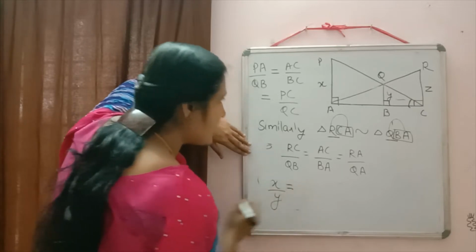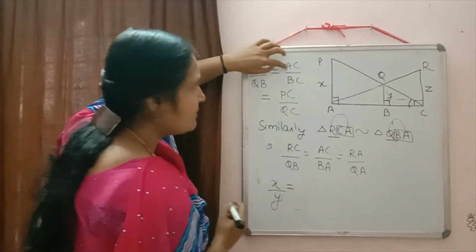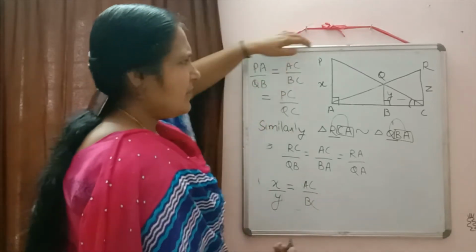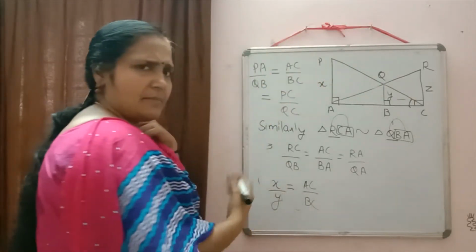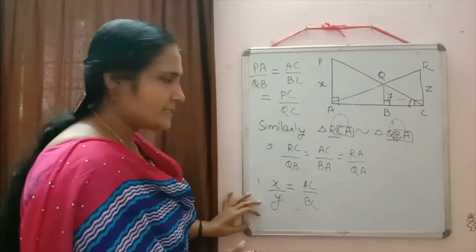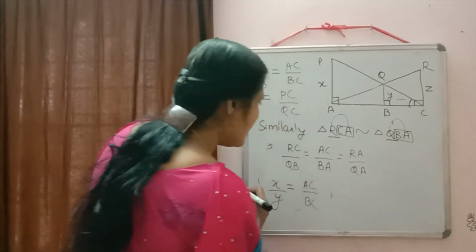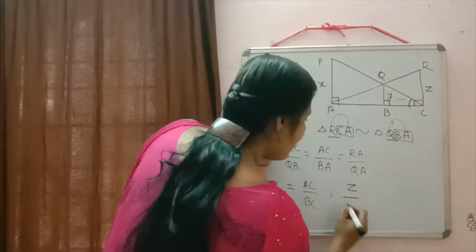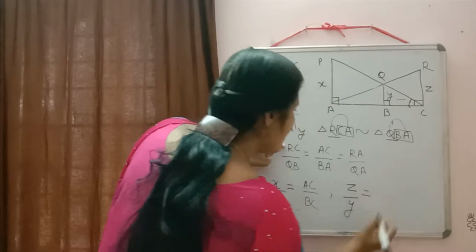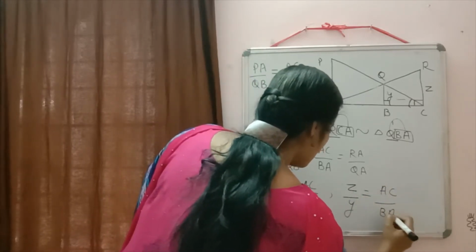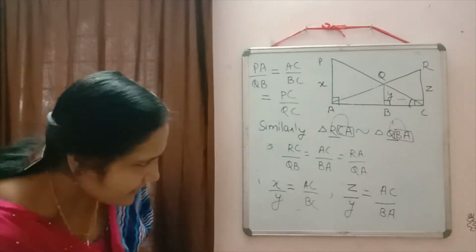So we are getting X by Y is equal to AC by BC. The hypotenuse we are not taking there, because we don't need it in the proof. So from the first one we got this condition, and from the second one we will check what will come. RC, that is Z by QB, is Y is equal to AC by BA. So in both we can check there.